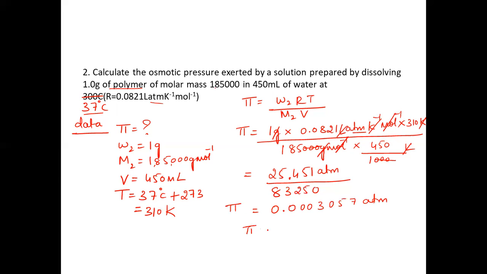This can also be written in decimal form, the decimal point can be shifted: 3.057 into 10 to the power of how many places you have shifted? 4. Therefore, 3.057 into 10 to the power of -4 atmospheric pressure is the final answer. I hope you understood.